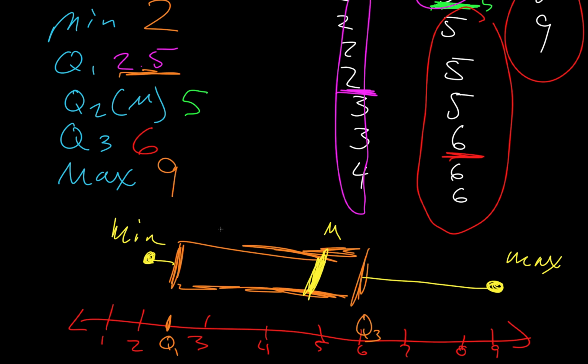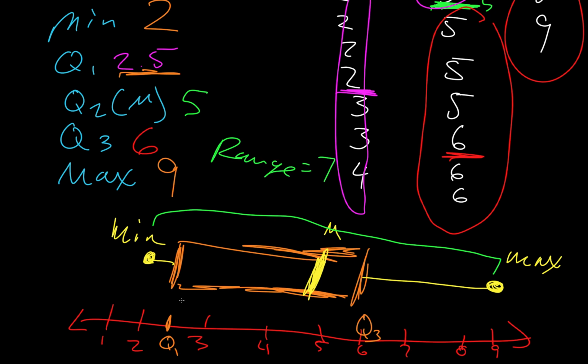Now it says find the range and the interquartile range. The range is going to be from the max to the min. So if we count from 2 up to 9, or just say 9 minus 2, the range is equal to 7. And then the interquartile range is Q3 minus Q1, which is 6 minus 2.5, so that would be 3.5.